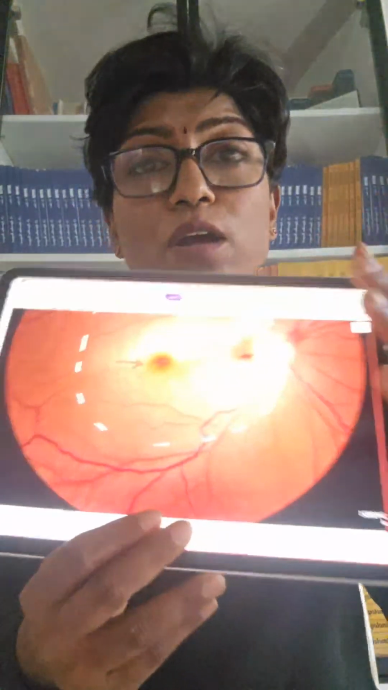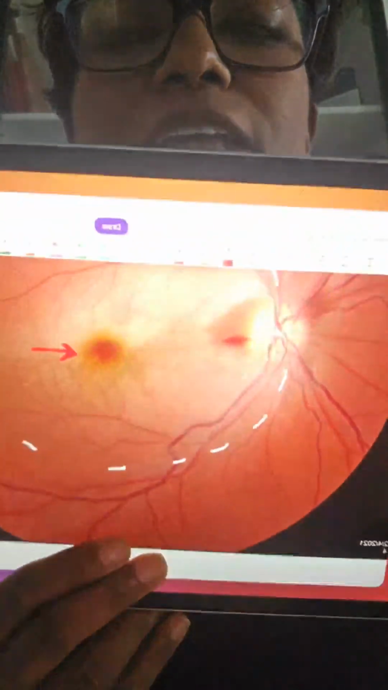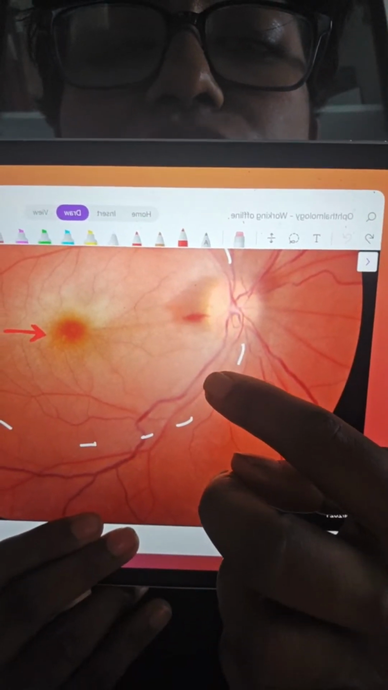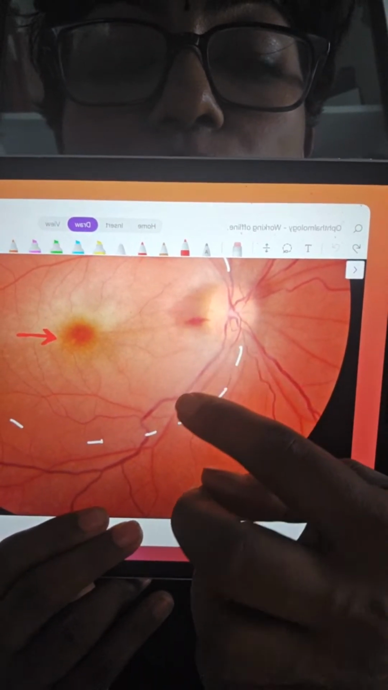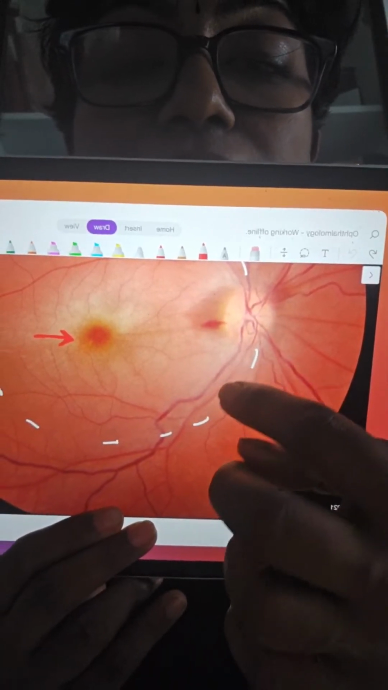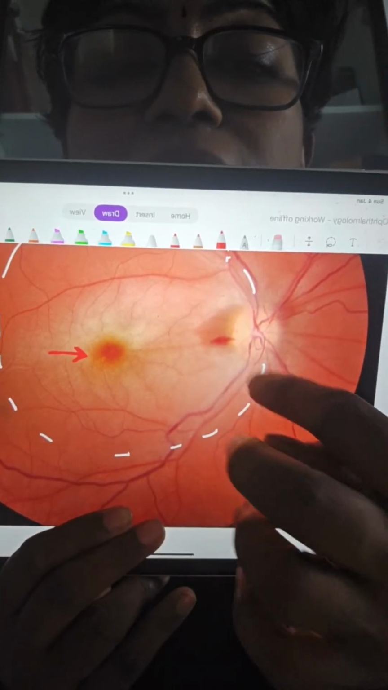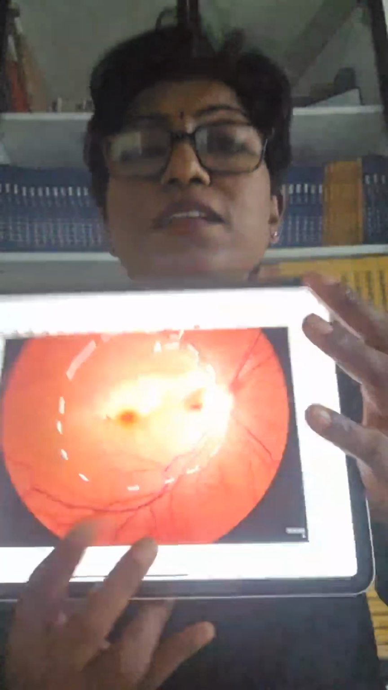Because the most common cause of CRAO is hypertension, atherosclerosis. Can you see the artery is so thinned out? It is so thinned out. There is generalized arteriolar attenuation, and there are also some AV changes. So that is seen. So this is central retinal artery occlusion.